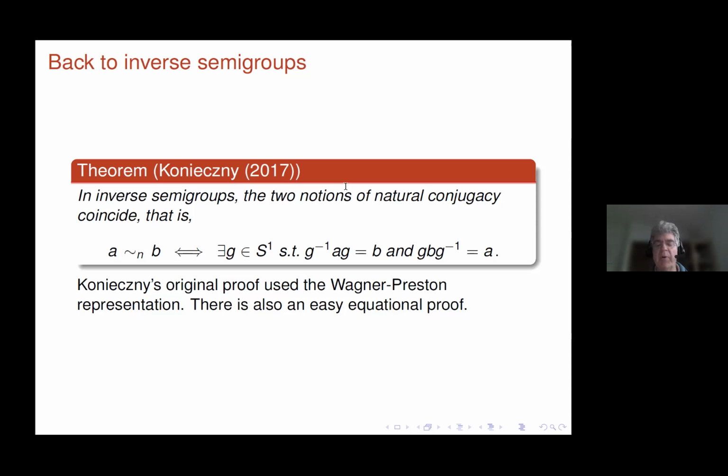Konieczny originally proved this by appealing to the Wagner-Preston representation, but in fact, there's a direct equational proof that isn't very hard. It's also not very enlightening, so I'm not going to show you what it is, but it's pretty easy.